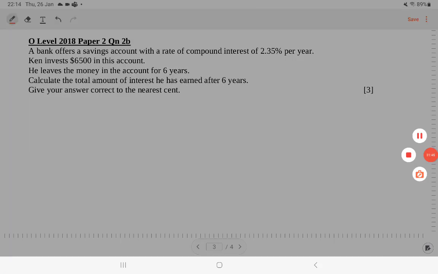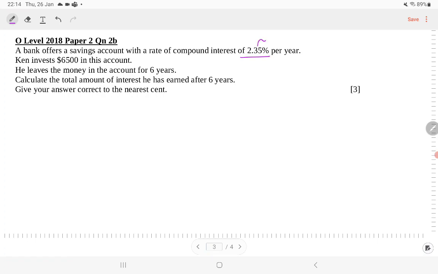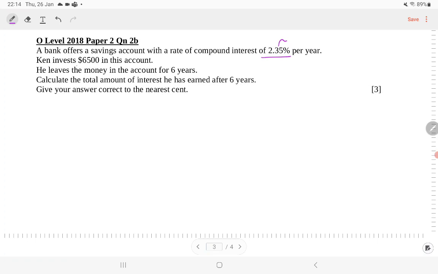Okay, a bank offers a saving account with a rate of compound interest of 2.35% per year. Okay, so interest rate, all right, R. Can invest 6,500. So this is the principal amount. He leaves the money in the account for 6 years. So this is the N. Calculate the total amount of interest he has earned after 6 years.